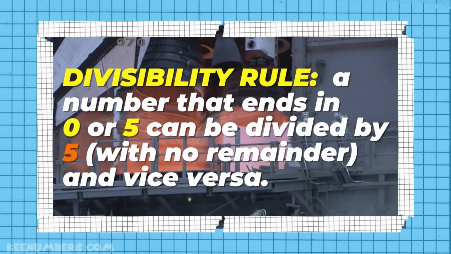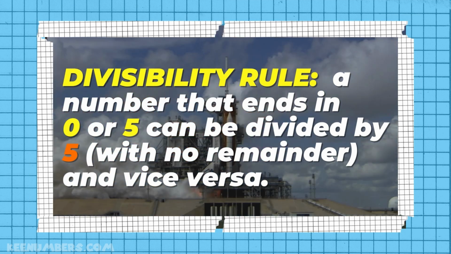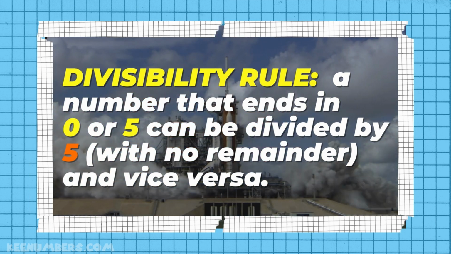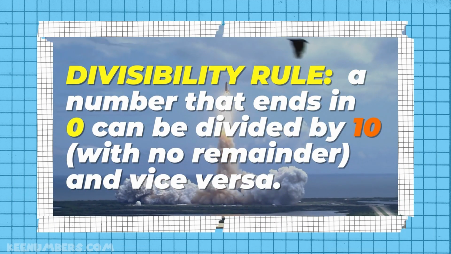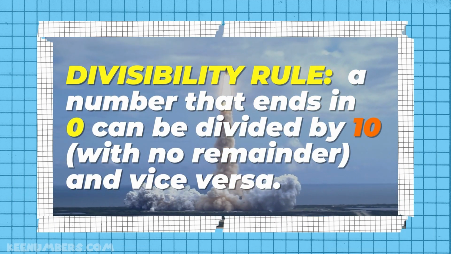A number that ends in 0 or 5 can be divided by 5 with no remainder, and vice versa. A number that ends in 0 can be divided by 10 with no remainder, and vice versa.